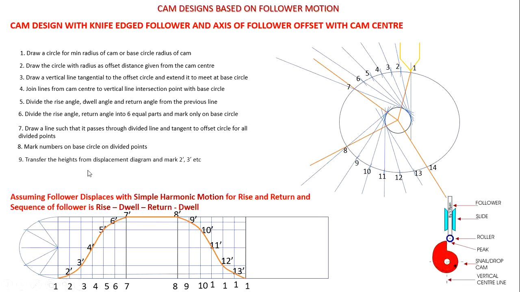Next step is we have to transfer the heights from the displacement diagram to mark 2 dash, 3 dash, 4 dash, and so on. So measure 2, 2 dash, and from point 2 transfer the line over here. Everywhere we have to cut the arc like this, 2 dash, 3 dash, 4 dash up to 13 dash. Now we have to join by freehand. Since this is a knife edge follower, we can directly join the arcs and form the cam profile.